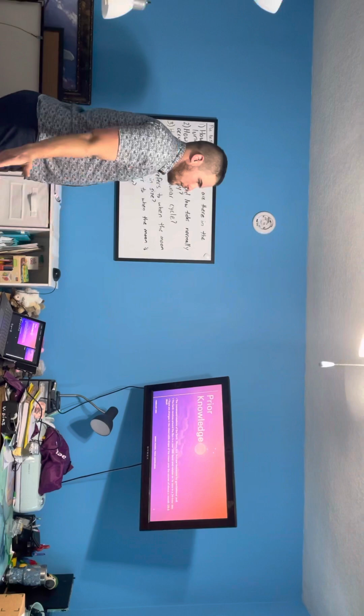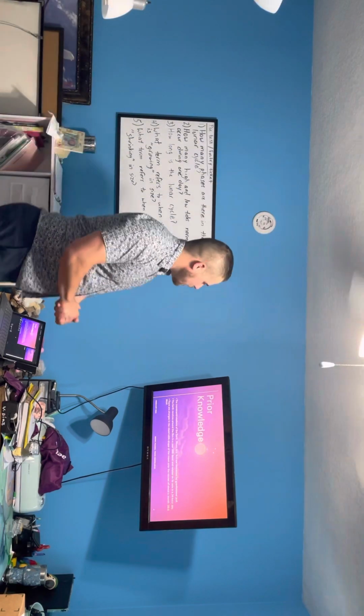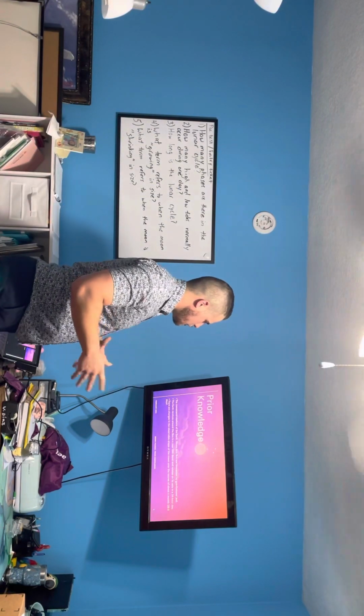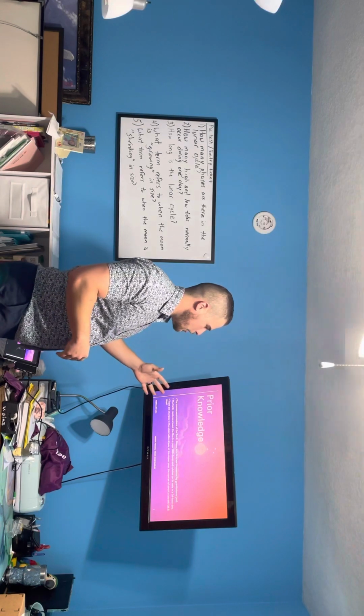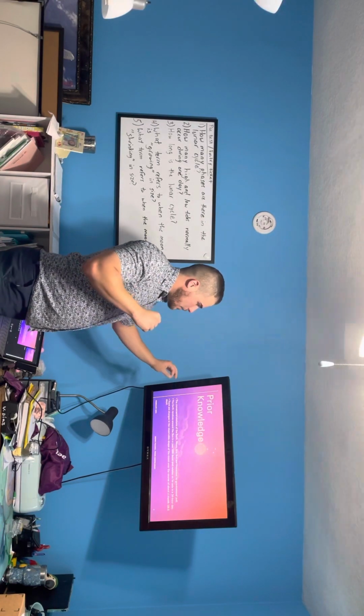So, some prior knowledge: the movement and rotations of the Earth, Moon, and Sun are connected by gravitational pull. We all know that gravitational pull is what keeps all of the celestial bodies perpetually revolving around each other, and that is what connects everything. So let's keep that in mind.